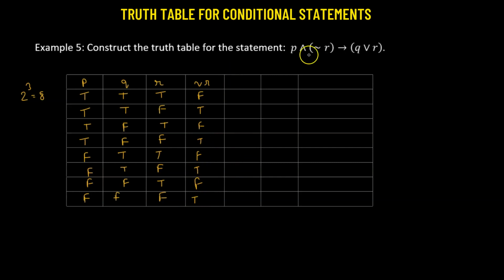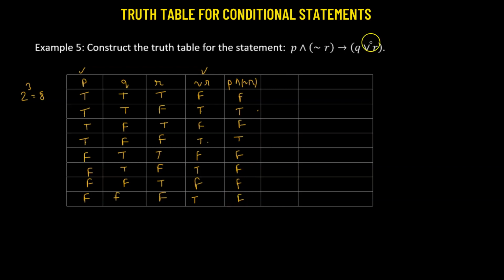Right. Next we take the case P and not R. So for this we need the first column and the fourth column. So this is going to be true only when both of them are true. So let's see. This is the second case. So this is true. And I think the rest of them will be false. That's because if one of them is false, then in a conjunction, we get a false truth value.